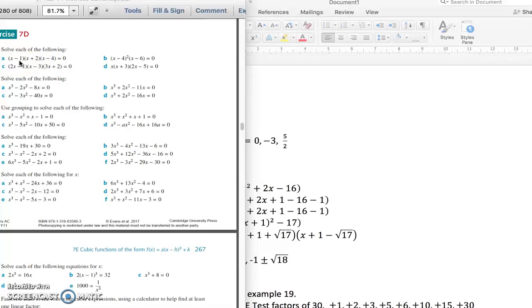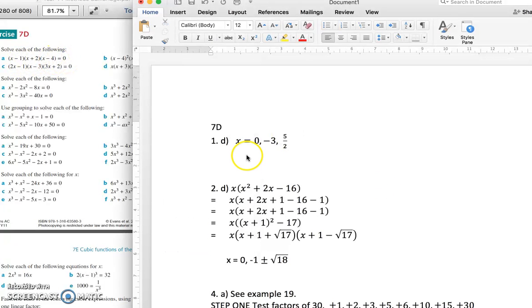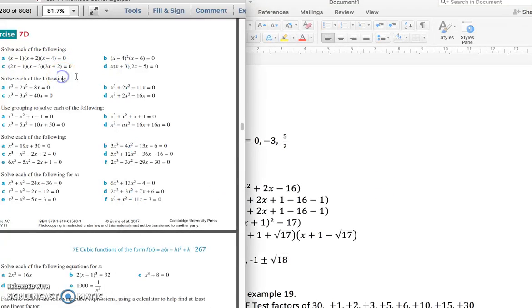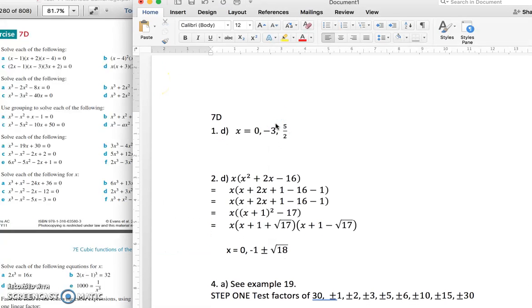Hopefully it's obvious that it is already factorized for you, which means the answers, for example, in the first one will just be 1, -2, and 4. For something like D, we've got x by itself here, that means that x equals 0 as one of the answers. x is -3 and x is 5 on 2, okay? Add 5 to both sides and divide by 2 to get that x answer.